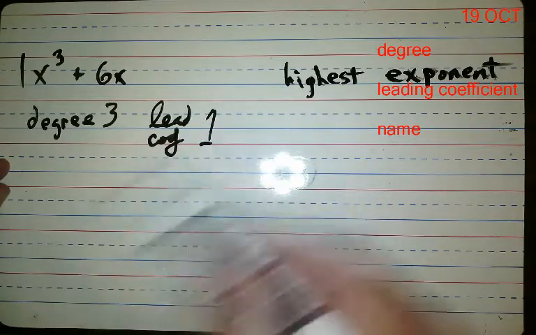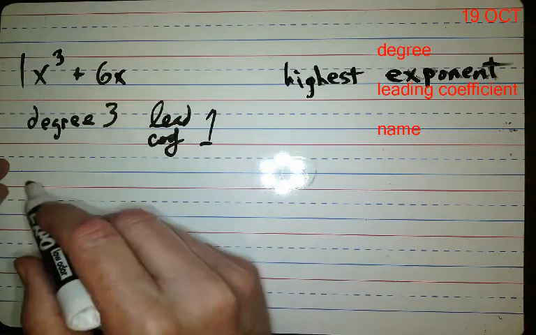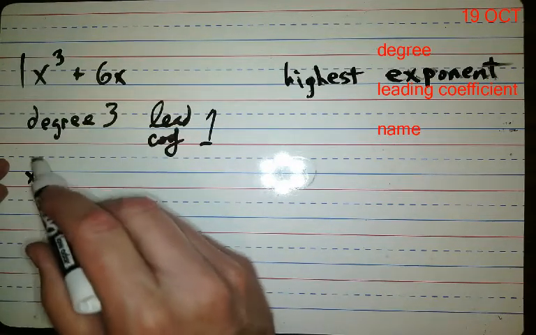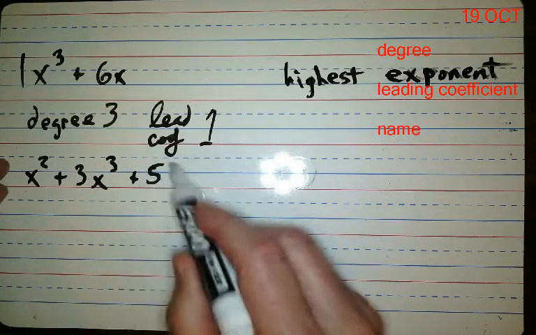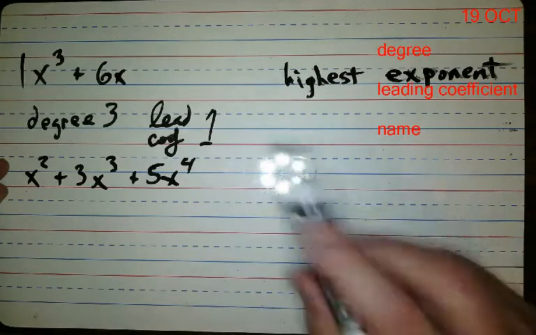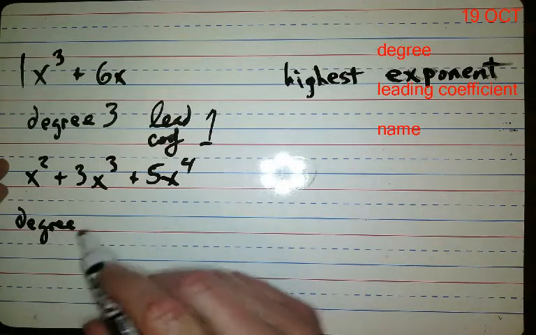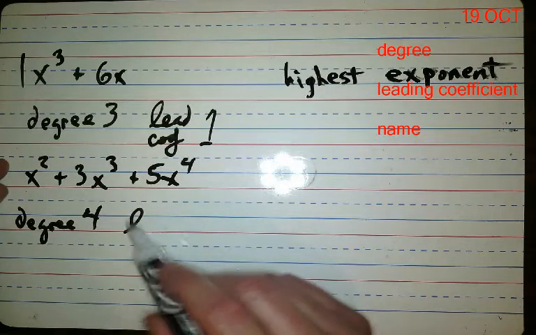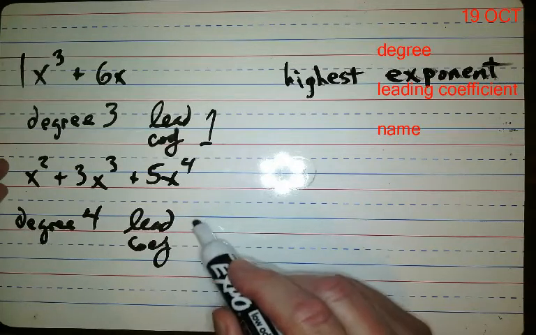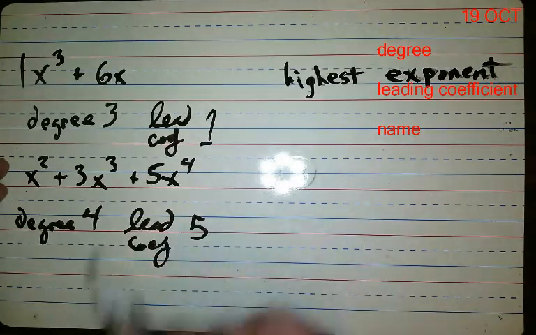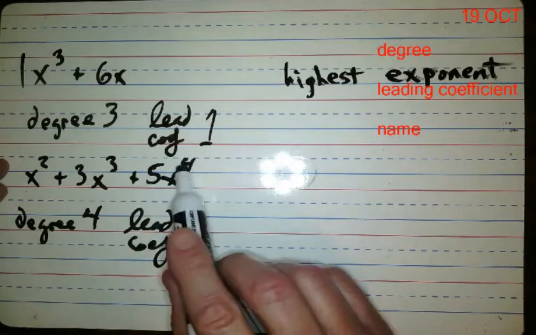Right? Easy, easy, easy. What if it was written the other way, like the last one we did, x squared plus 3x to the third plus 5x to the fourth. The degree is 4, and the leading coefficient is 5. Why is that? Because 5 is the number that's in front of the highest exponent.